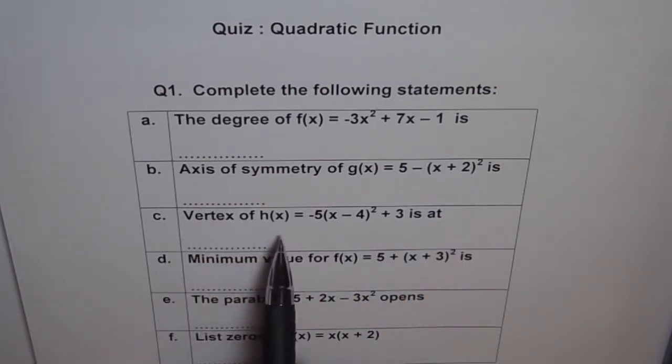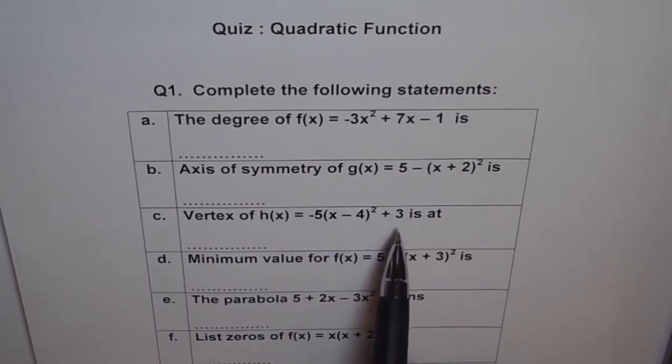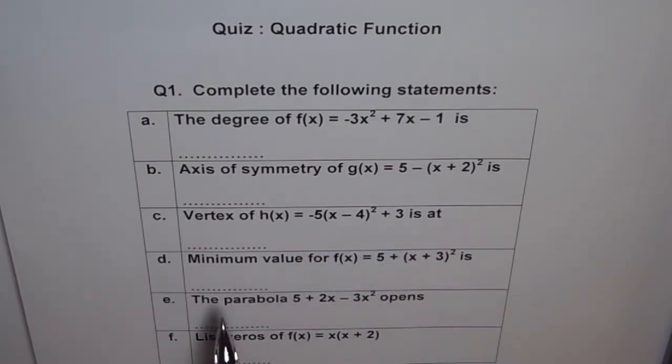Vertex of h of x equals to minus 5 (x minus 4) square plus 3 is at. D. Minimum value for f of x equals to 5 plus (x plus 3) square is what? The parabola 5 plus 2x minus 3x square opens in which direction, right? List zeros of f of x equals to x times (x plus 2).